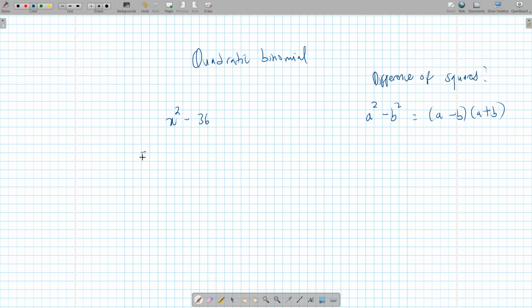So this expression, step 1, we're going to write it in this form. Well, x is already squared. What's 36 the square of? 6. Yes, so we're going to write it as x squared minus 6 squared. And we're going to use the formula. So it becomes a minus b. We know a is x and b is 6. So x minus 6 times x plus 6, like that.